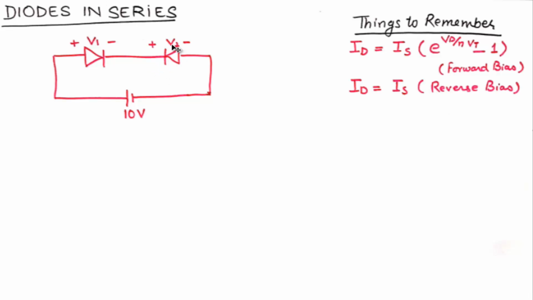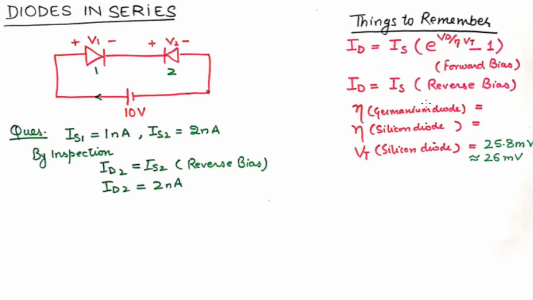The thing to remember when you encounter a problem like this is that the diode current is equivalent to Is into e raised to the power Vd by eta Vt, minus 1, for the case of forward bias. And please understand, Vd is the voltage across the diode and Vt is the thermal voltage. Eta will depend upon the material of the diode. For silicon it is going to be 2, for germanium it is going to be 1.